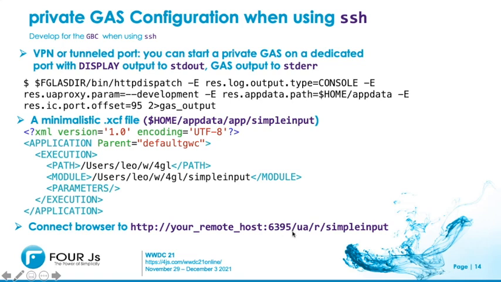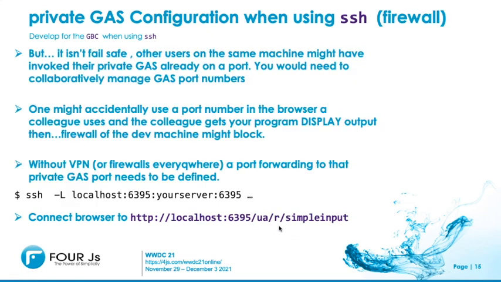You can connect to your remote host on this remote port, but it isn't fail-safe because other users on this machine might have invoked their private GAS already also on those ports. So that means you would need to collaboratively manage the GAS port numbers. Then one might accidentally use a port number in the browser a colleague uses, and then the colleague gets your display output, or the firewall of the dev machine might block.